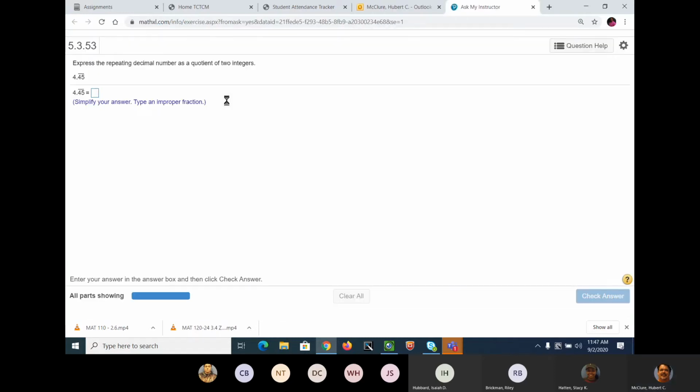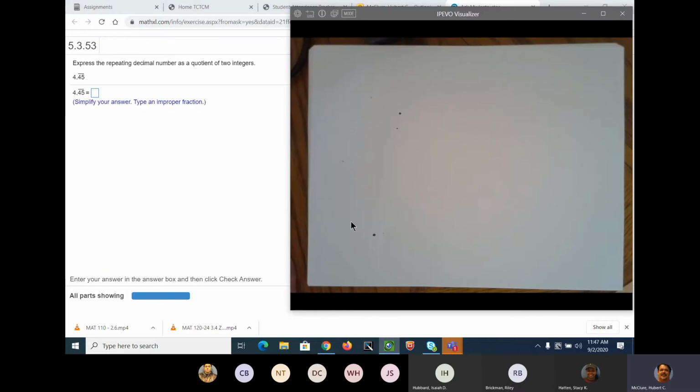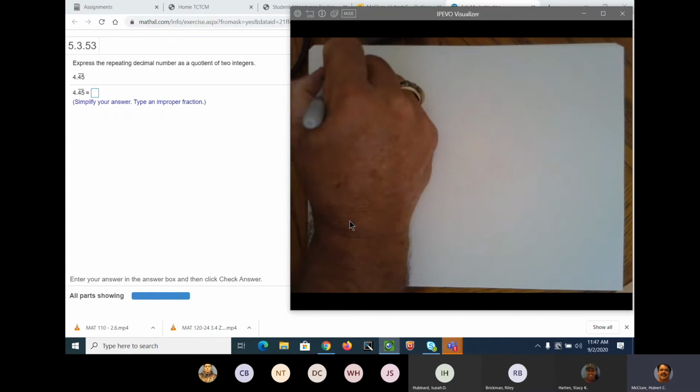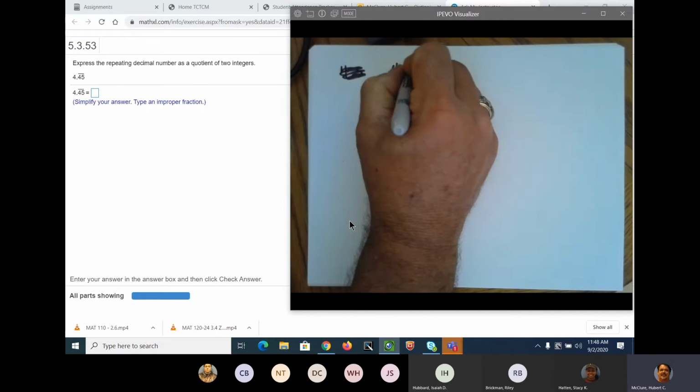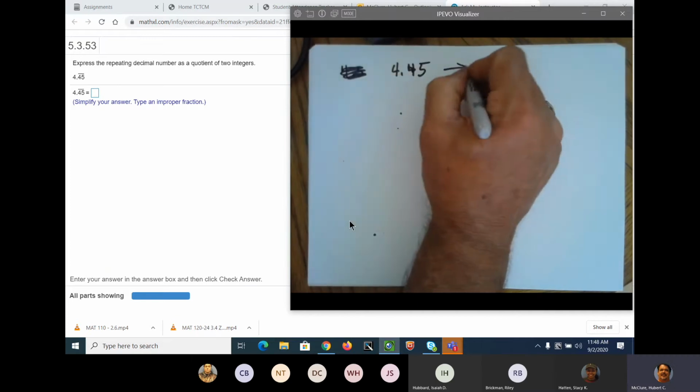Next, this is 5.353/15. Okay, we went over one like this in class, but it's not a test question. It might be. I don't think so because I don't like these. So here we go. This guy, and make sure that the 5 is not just repeating, because if the 5 is just repeating, it's a totally different animal. But in this case, it's the 4, 5, so this one's easy. So 4.45, and we want to turn that into a fraction.